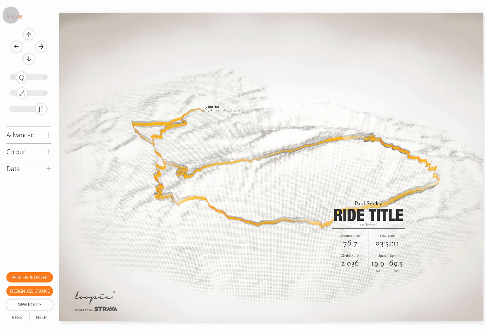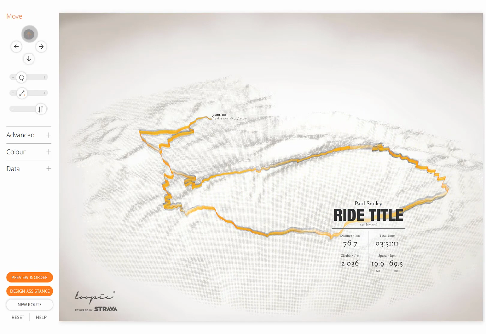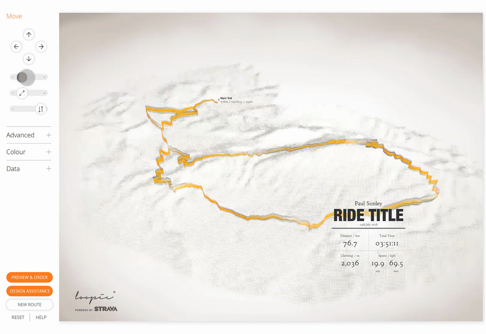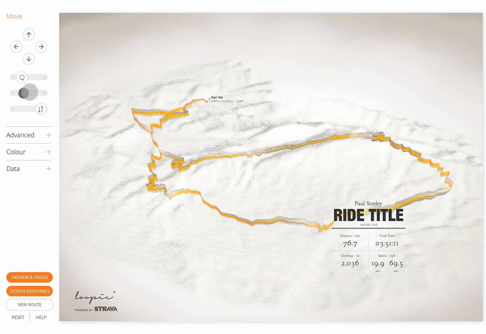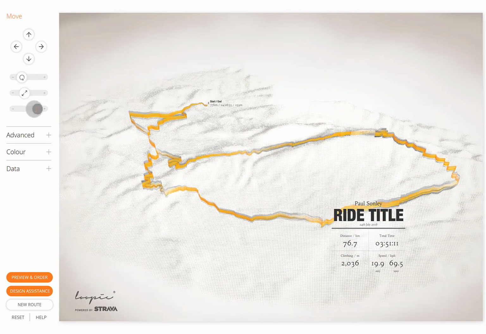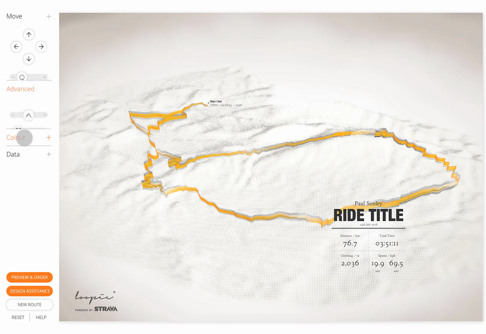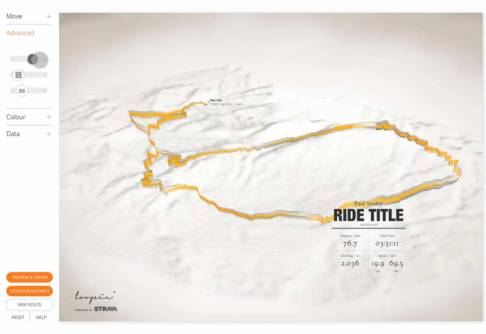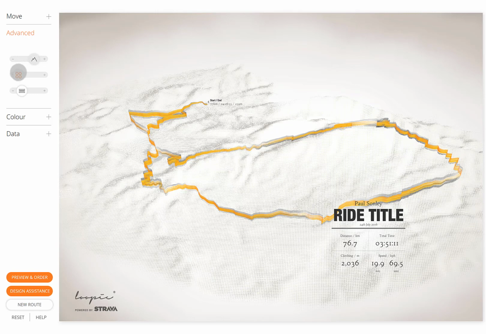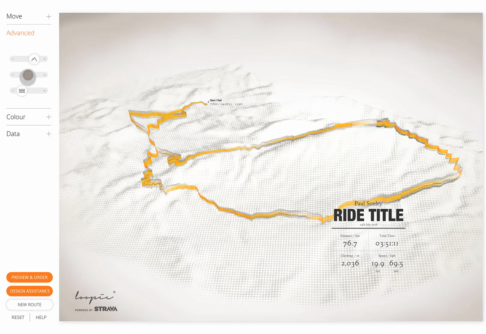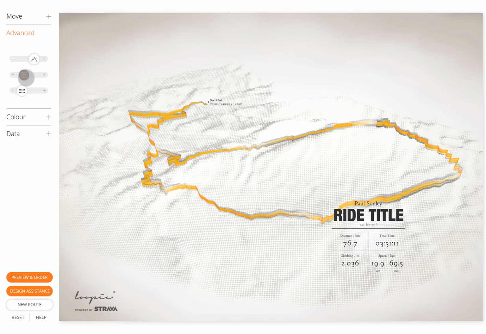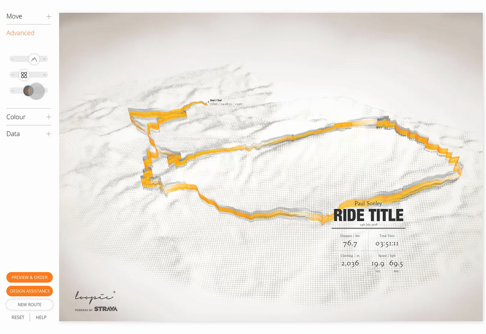In the Move tab, you can move your image left and right, up and down. You can rotate it. You can also zoom in and tilt it. The Advanced tab lets you, if you want to, make the mountains bigger, change the dot sizes, make them bigger or smaller, and also you can even tweak the width of the Loopie line from very fat to very thin.